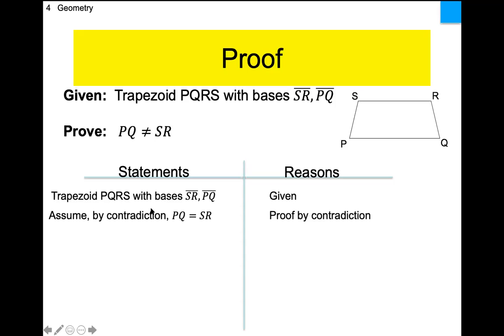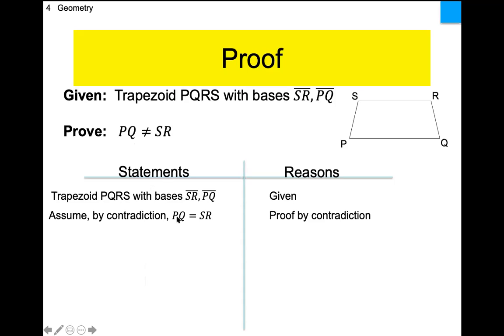Then we're going to do some logic, and eventually we're going to find that our logic is faulty. So if PQ equals SR, and we continue until we get to something that's false, then my assumption must be false. And since there's only one other option, if PQ does not equal SR, the only other option is that they're not equal. All right, so let's see if we can arrive at a contradiction.